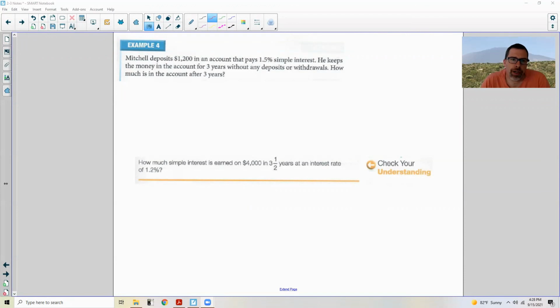Example 4 says Mitchell deposits $1,200 in an account that pays 1.5% simple interest. Okay, keyword here, simple interest. He keeps the money in the account for 3 years without any deposits or withdrawals. How much is in the account after 3 years? Okay, so now we're getting to the formula for simple interest, and that is I for interest equals P for principal times R for the interest rate times T for time. I equals PRT.